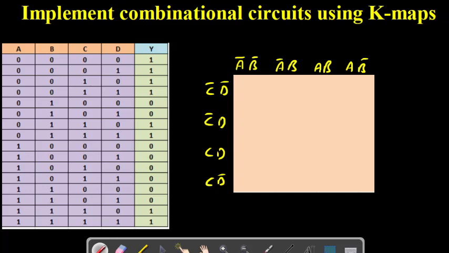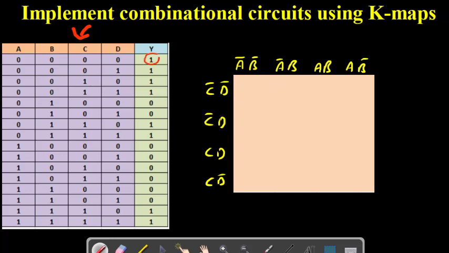So this is the third practical: implement combinational circuits using K-maps. We have this truth table, and we need to make the K-map from it. These are the outputs. Y is the output, and there are 4 inputs. We are making a SOP K-map. Let us see how to do the entries.